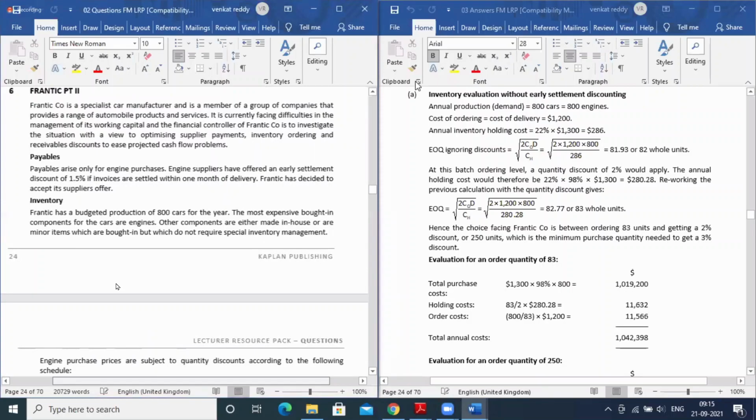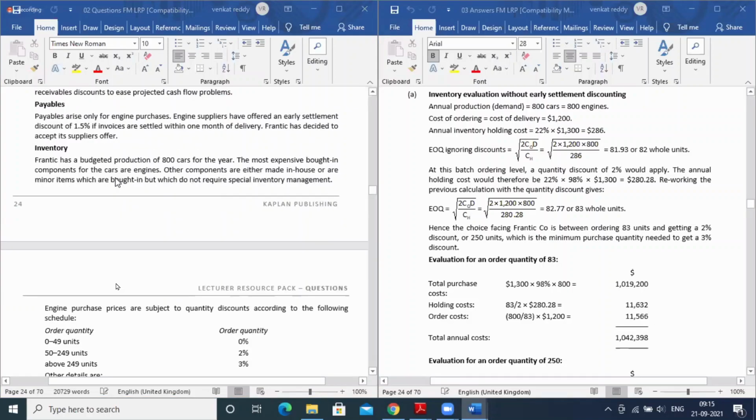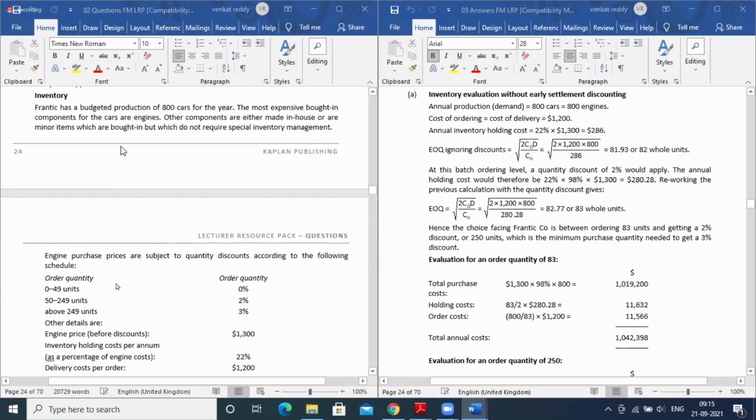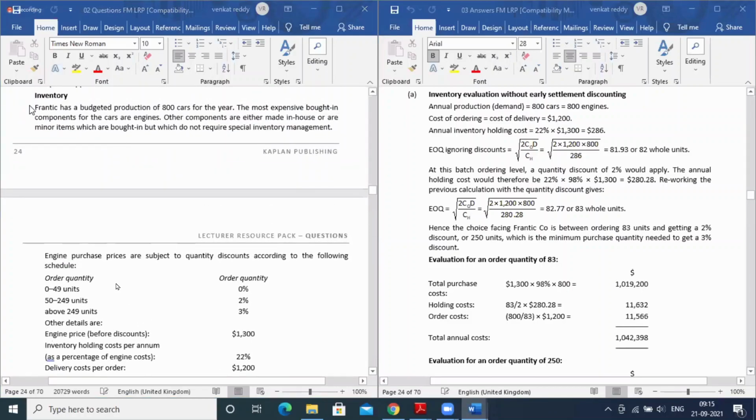So multiple factors are there, but we'll be focusing only on the inventory part. So Frantic has a budget production of 800 cars for the year. The most expensive bought-in components for the cars are engines. Now, generally, the major raw material for this car is engine.